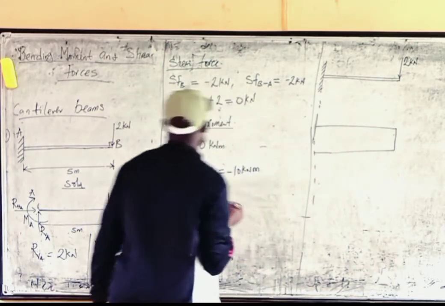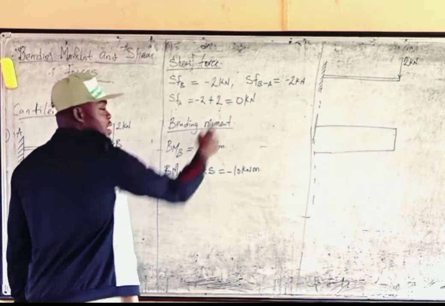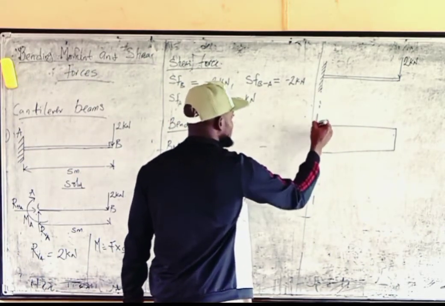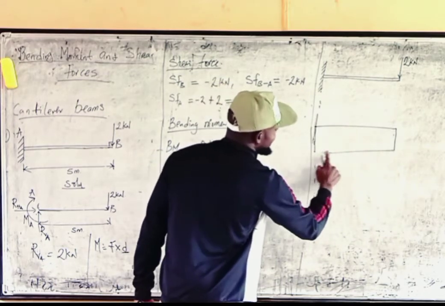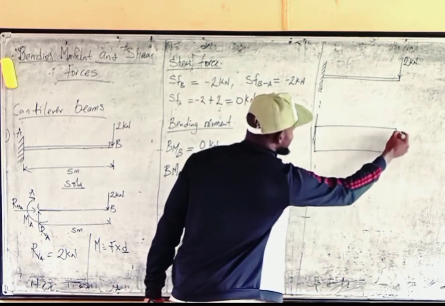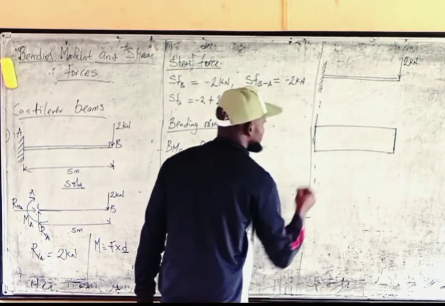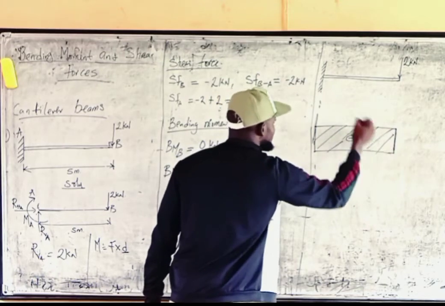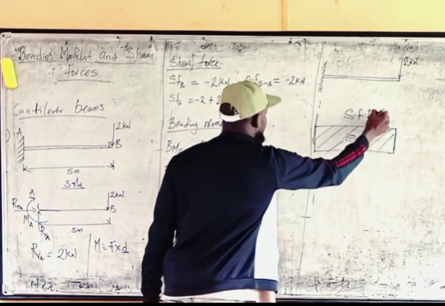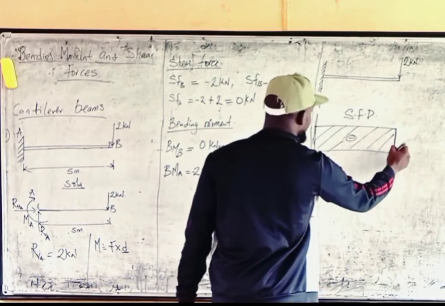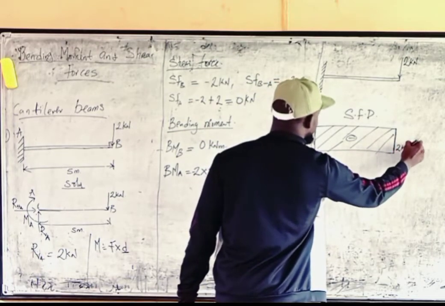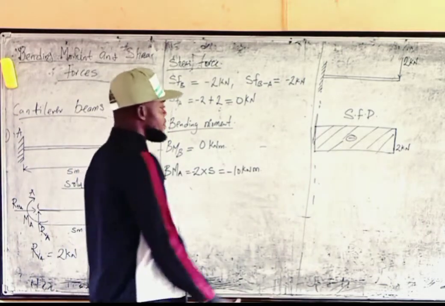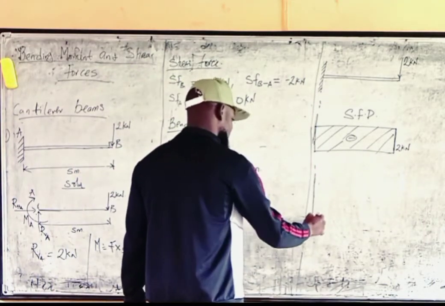When we get to A, it comes back to 0. So we go back to the origin. So here's what we have as our shear force diagram, just taking a rectangular shape. We have minus here. You can just shade this if you wish. This will be our shear force diagram, and the value here is 2 kilonewtons.